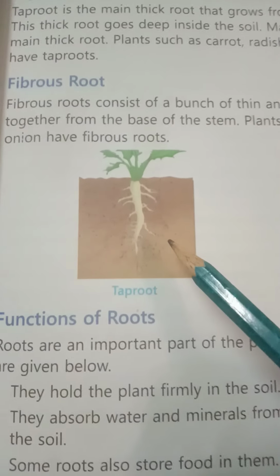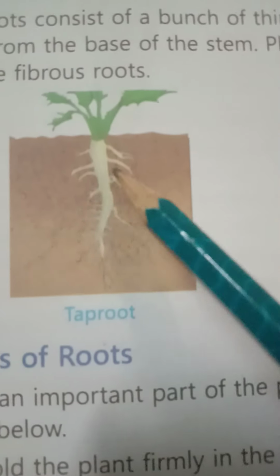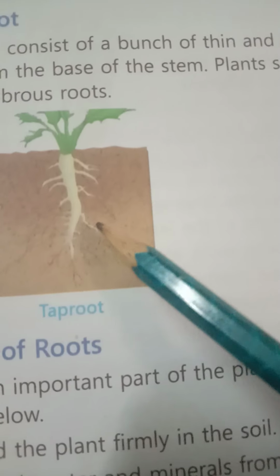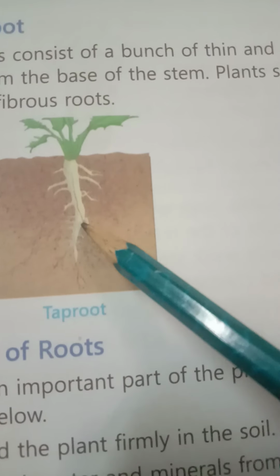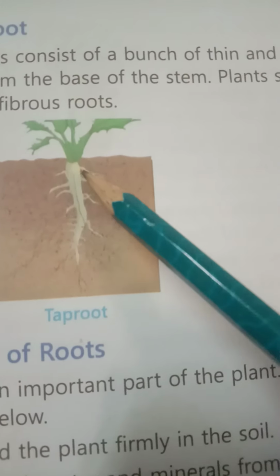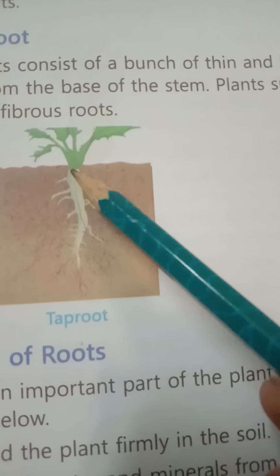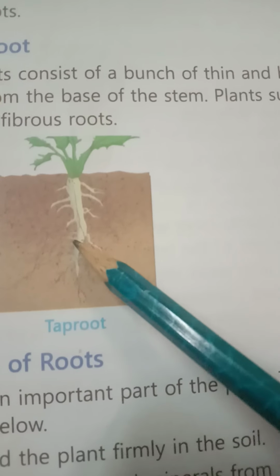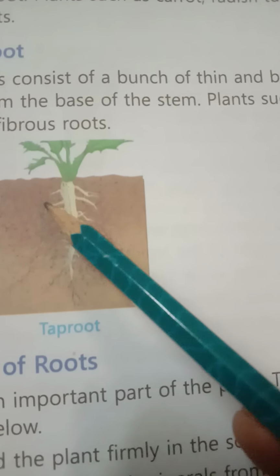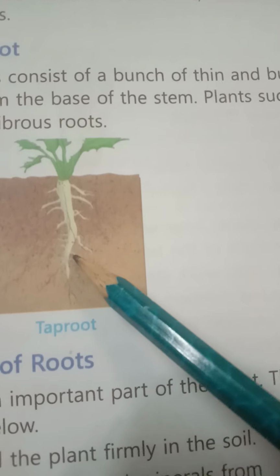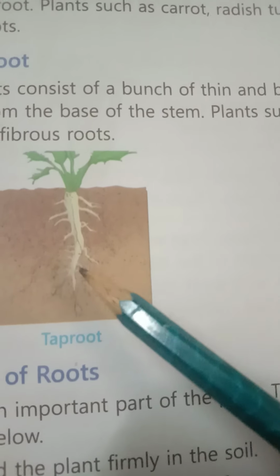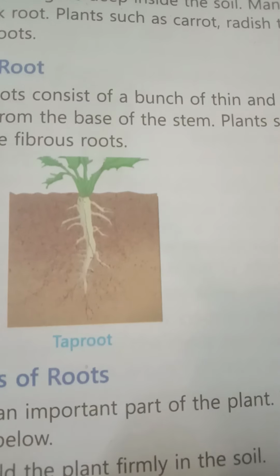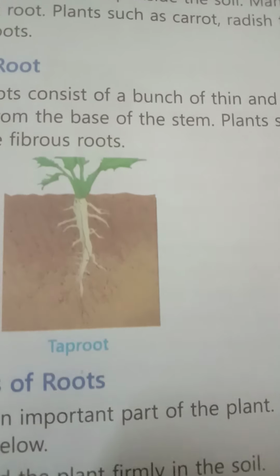So student, you can see this is the diagram of a tap root. In a tap root, one thick root grows from the end point of the stem. Then from this thick root, many small roots develop. Examples of tap roots are radish, carrot, mustard, hibiscus, peepal, tomato, etc.